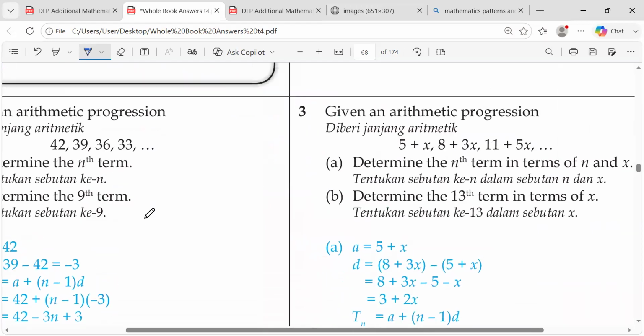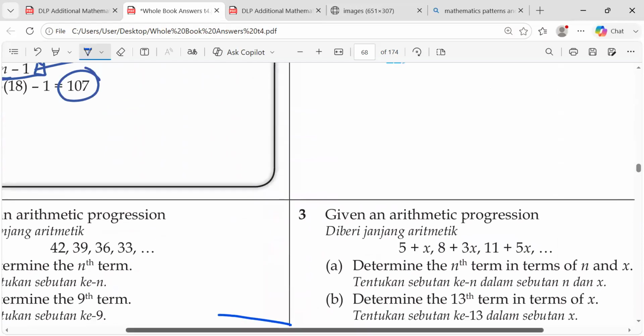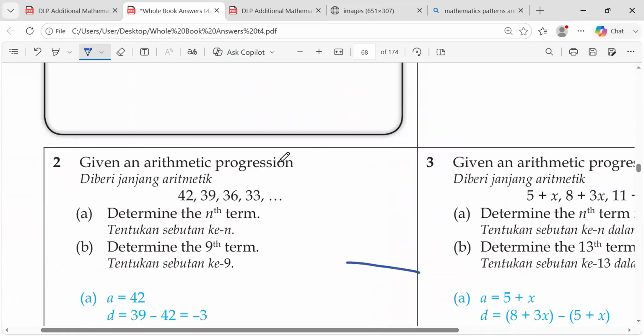Let's say, okay, this is arithmetic. This is arithmetic progressions. Okay, so the first term is 39. D is the second term minus the term before, the current term minus the term before. So I get negative 3. Okay, so after that, what is the nth term?